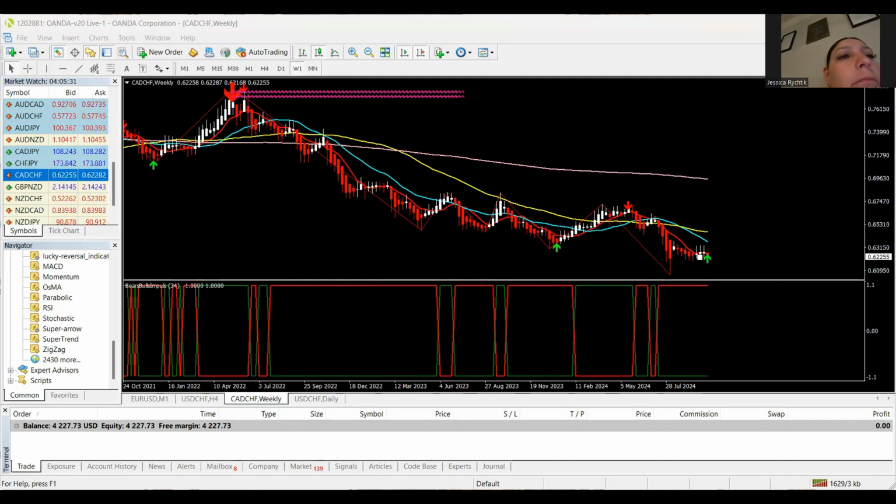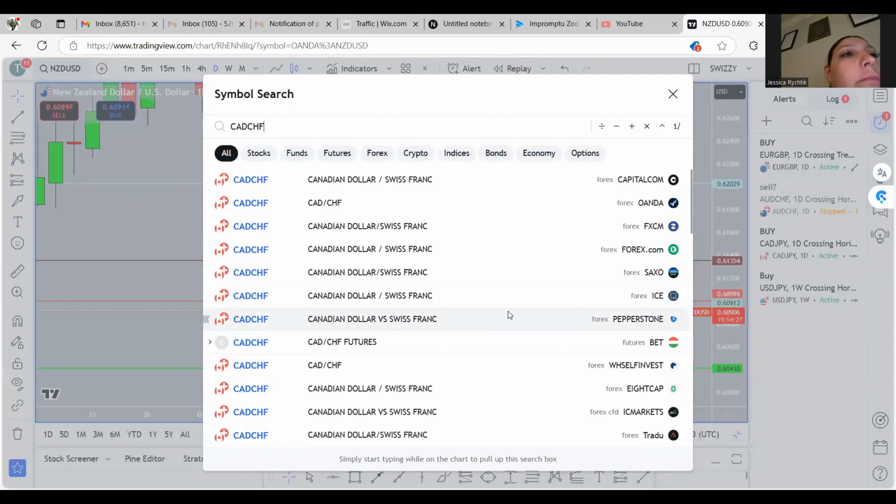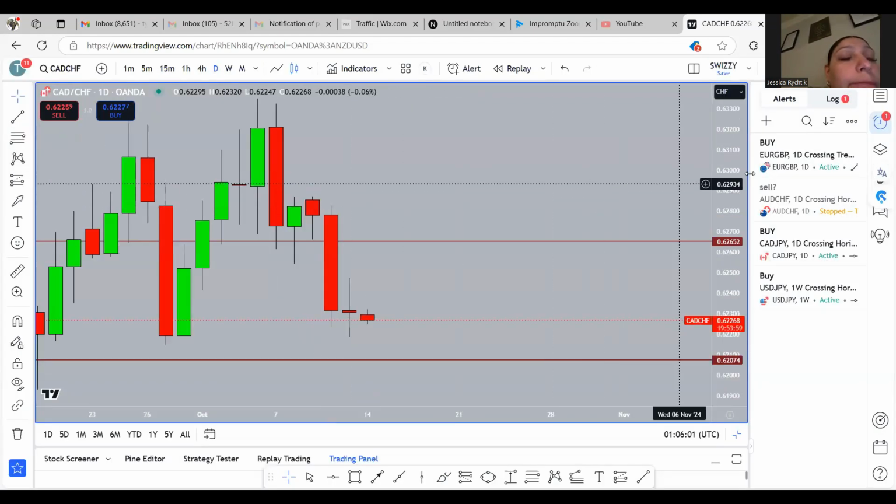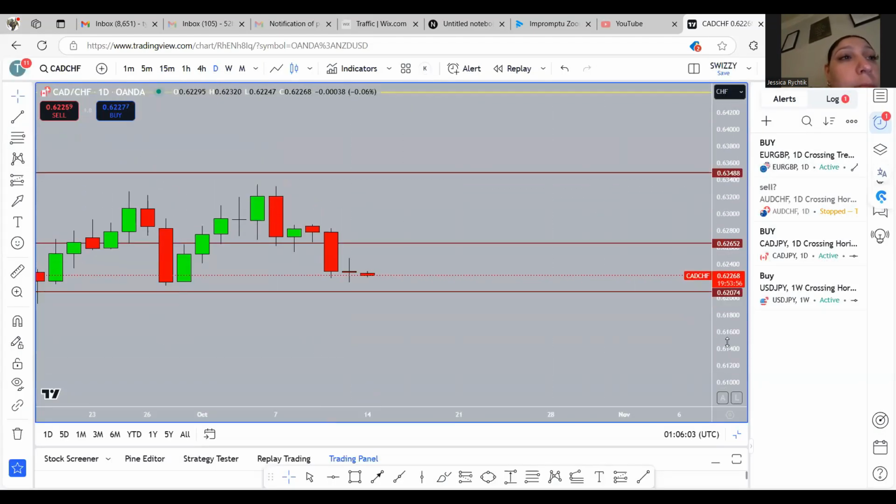So whenever you go into TradingView, you see my screen. You type in CADCHF. Notice all of these different ones come up. But if you look over here, Capital.com, OANDA, FXCM, Forex.com, these are different brokers. Guess which one we want to always use? So we click on that one. Bam. So now here's the pair.